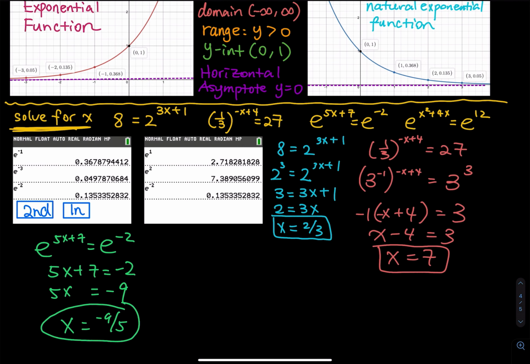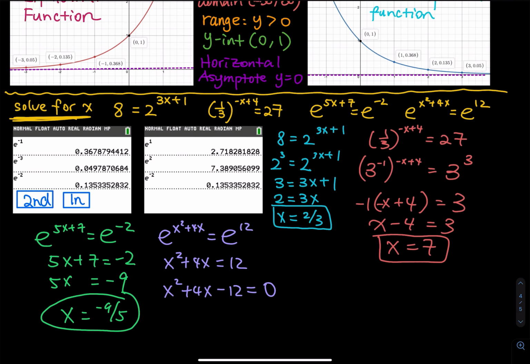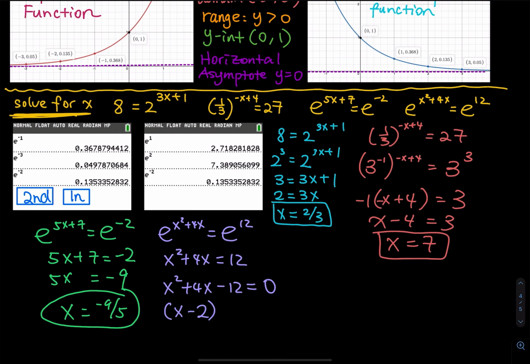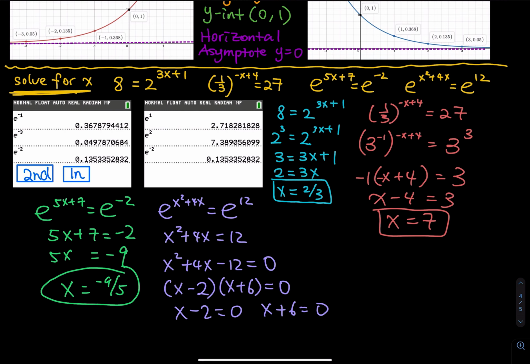The last one, they have the same base. It is just like solving an exponential equation. e to the x squared plus 4x equals e to the 12. Same base, I'm going to set the exponents equal. x squared plus 4x equals 12, so x squared plus 4x minus 12 equals 0. And then you factor. This is x minus 2 times x plus 6 equals 0, so x minus 2 equals 0, x plus 6 equals 0, so we have x equals 2 and x equals -6.